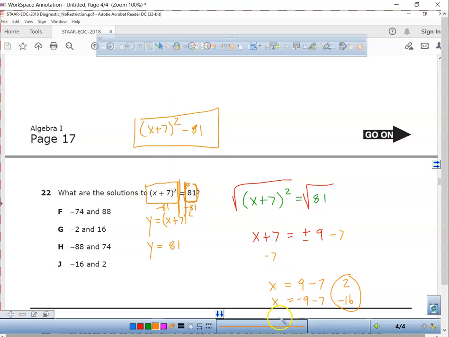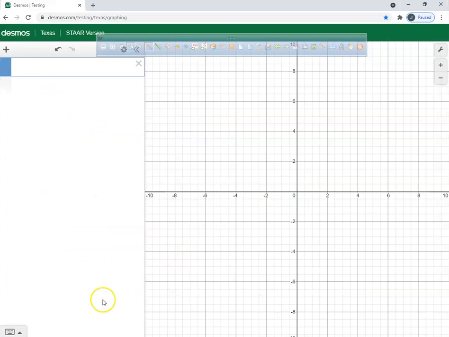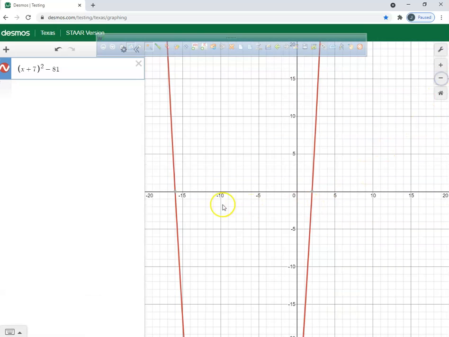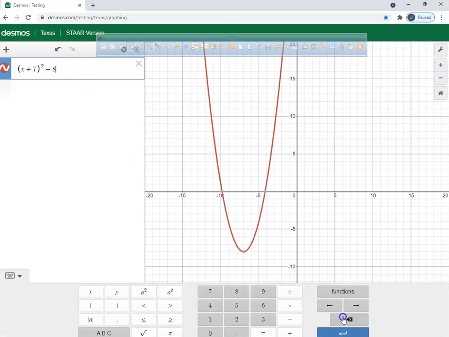So I'm going to type this in. I want you guys to see what I did there. So you can write this down as I'm typing this in if you want to. Parentheses. Was it x plus 7 or x minus 7? X plus 7 squared. Watch. Minus an 81. And I'm going to zoom out. And what are our two zeros? Negative 16 and a positive 2. But you can't type it in this way. You can't say equals 81. See how it doesn't work?